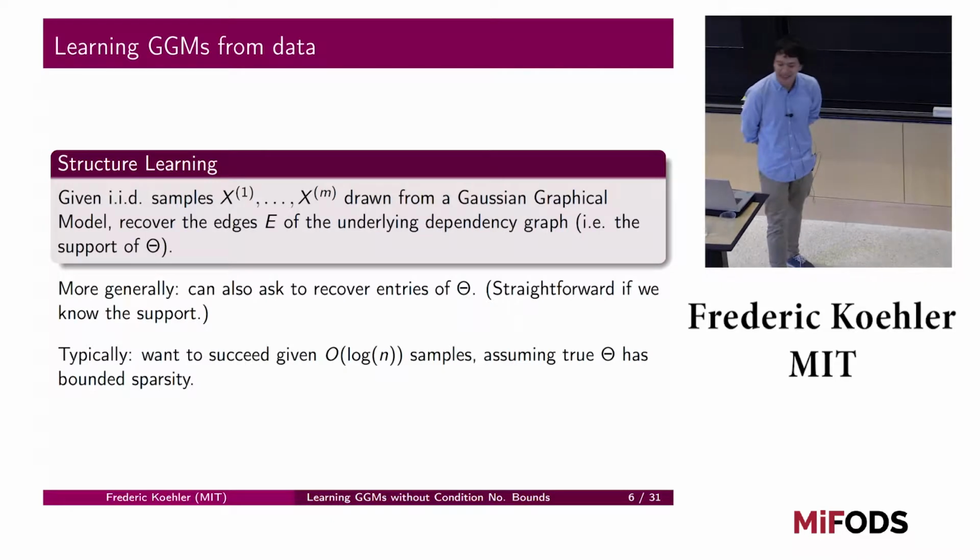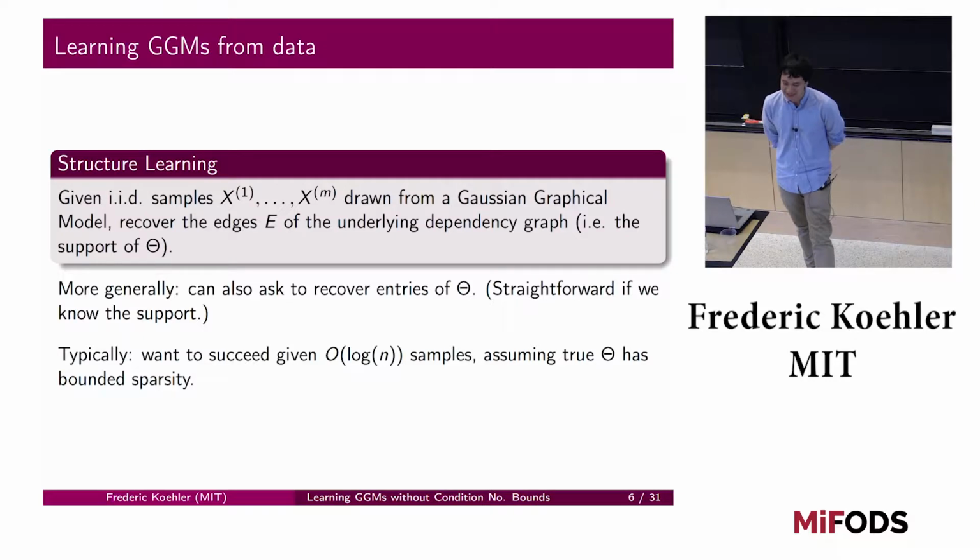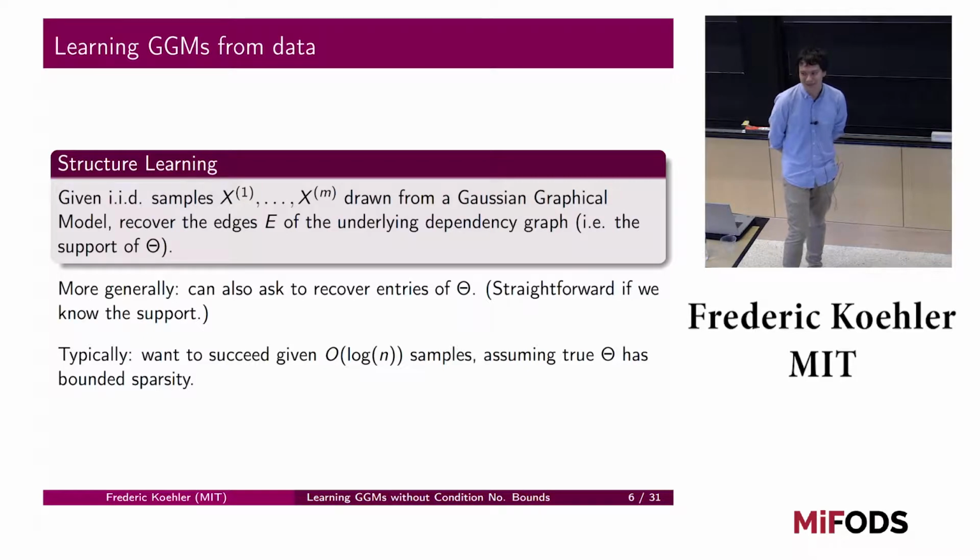And now let's mathematically formulate the problem. We're going to talk about structure learning. That means I get independent samples from the Gaussian graphical model, and my goal is to recover the support of theta, which is the edges of the graph. You might ask, why do we study structure learning? Because since theta is a matrix, why don't we ask to recover theta accurately in some distance? But those tasks are basically the same, because if I know the support of theta, then it's very easy to fit the entries. You can just use ordinary least squares in some relatively simple way.